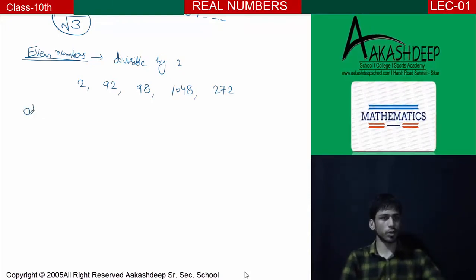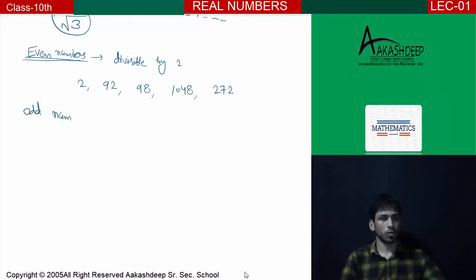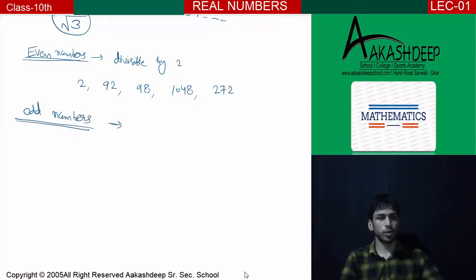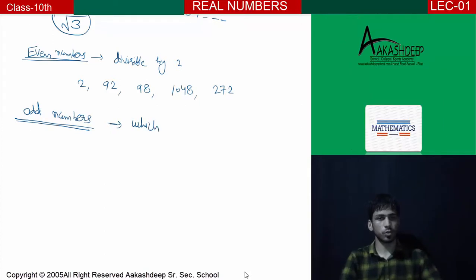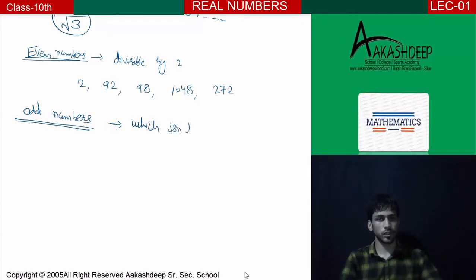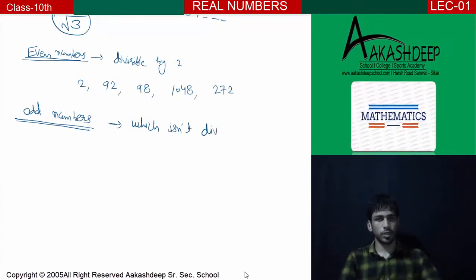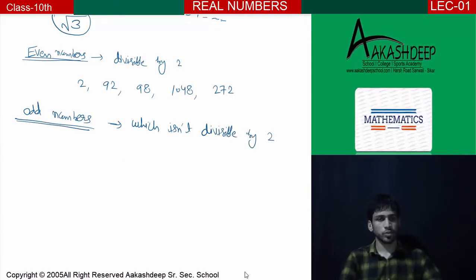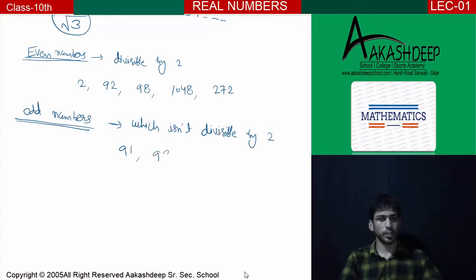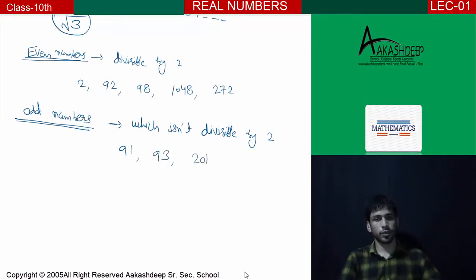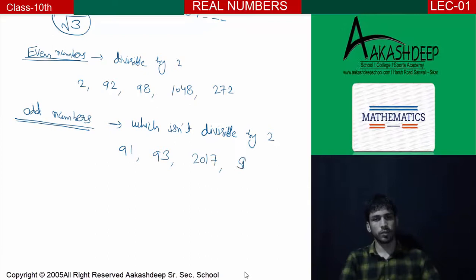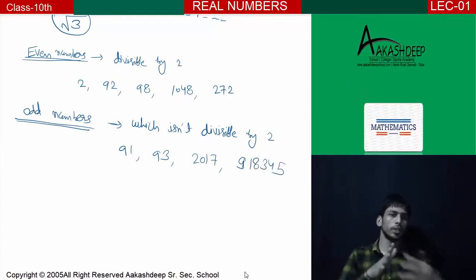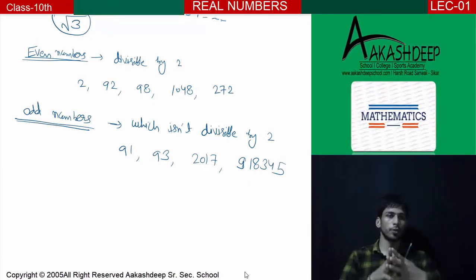Next we have odd numbers. Odd numbers are those numbers which are not divisible by 2. So something like 91, 93, 2017, 918345.